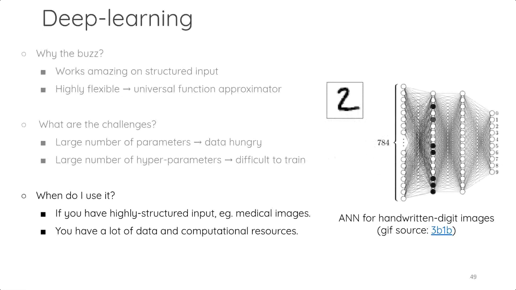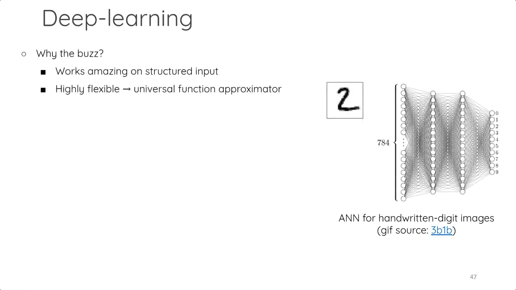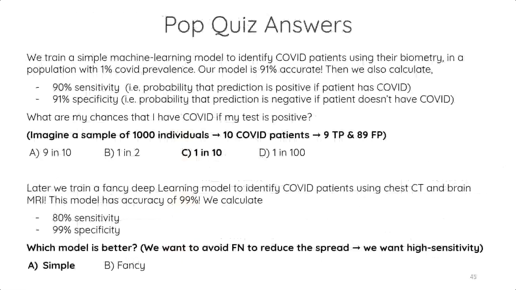There's a question online: could you explain the first quiz question? Why is it 1 in 10? I tried, but I can go again, just briefly. Right, so 1 in 10.